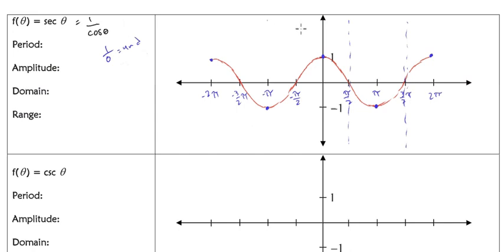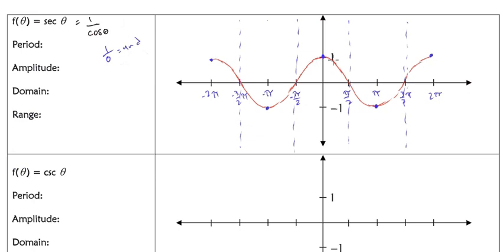And where else is cosine 0? Negative half pi and negative 3 halves pi. So we're going to have some asymptotes here. Now, this would be different than our tangent and cotangent graphs.